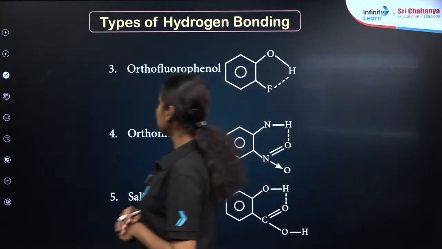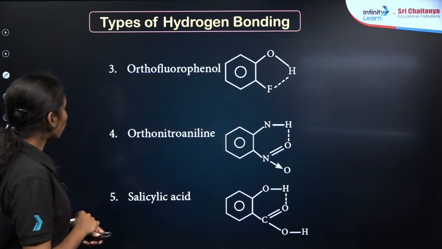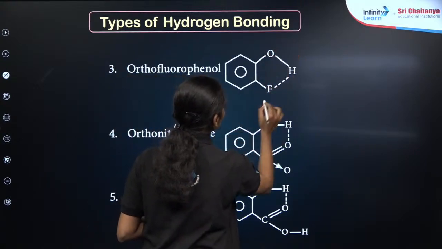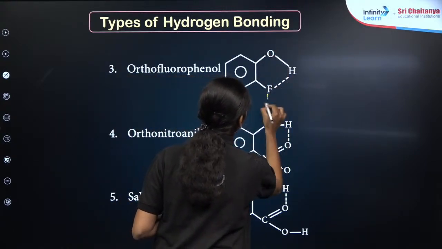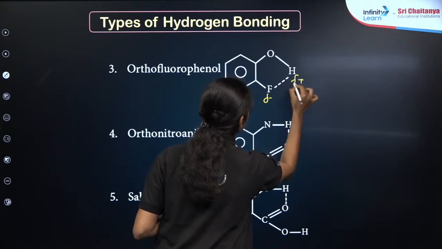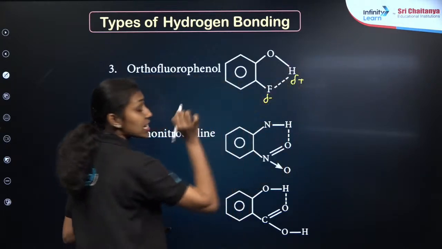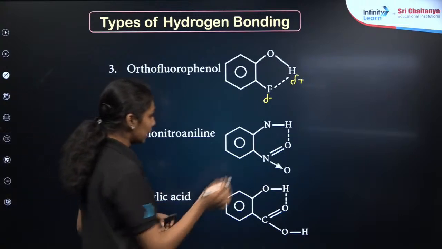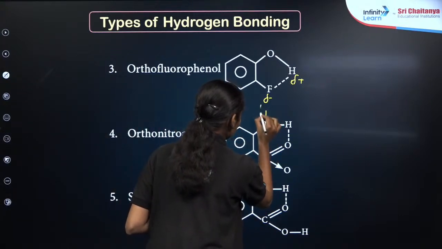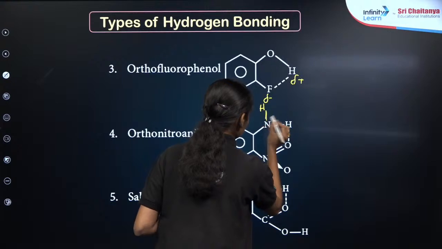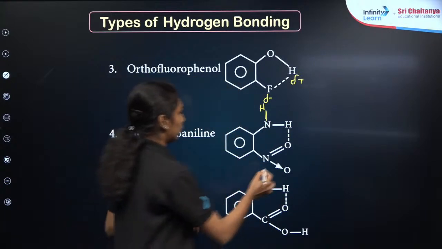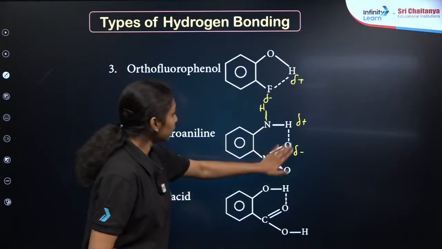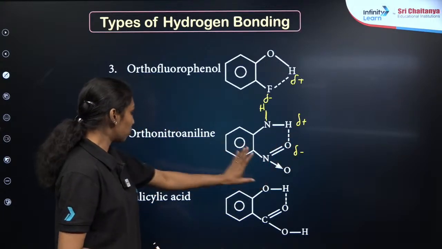A few more examples are there. The next one is orthofluorophenol. In the ortho position, it is phenol, right? The OH group, then the fluorine group, delta minus, delta plus. So intramolecular hydrogen bonding exists. Then the next one, orthonitroaniline. This is NH2, right? So delta minus and delta plus, the electronegativity difference. So intramolecular hydrogen bonding exists within the molecule.